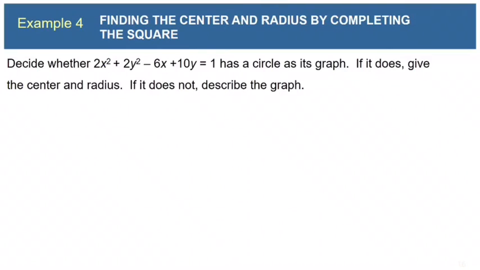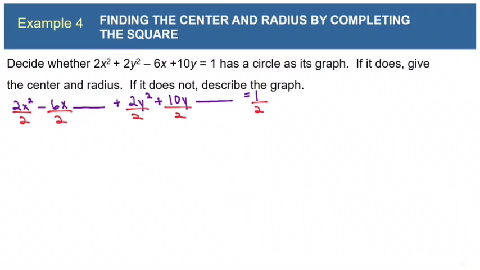Let's go ahead and recopy the problem. We'll rearrange the terms and leave a space for the terms that we're going to add to both sides. So I've got 2x squared minus 6x and then my space, and 2y squared plus 10y and then a space, and of course our constant is over here on the right. And now before I complete the square, I need to divide away this coefficient. So let's divide through by 2.